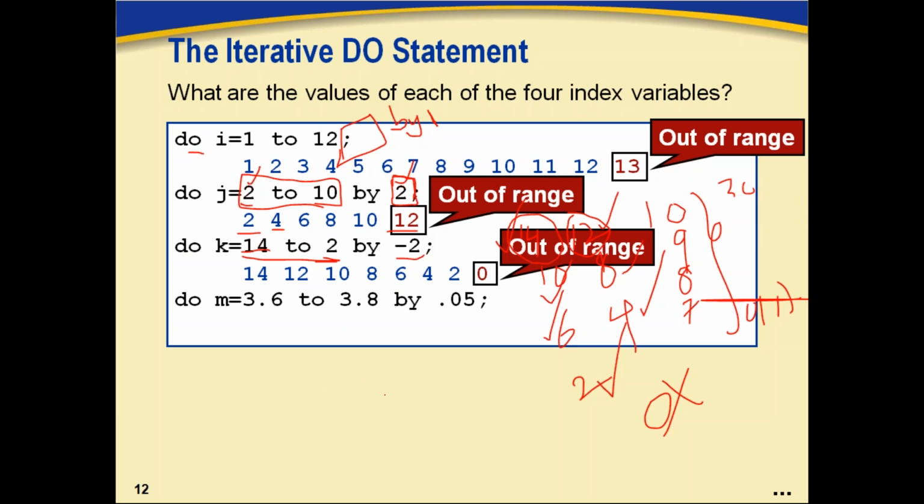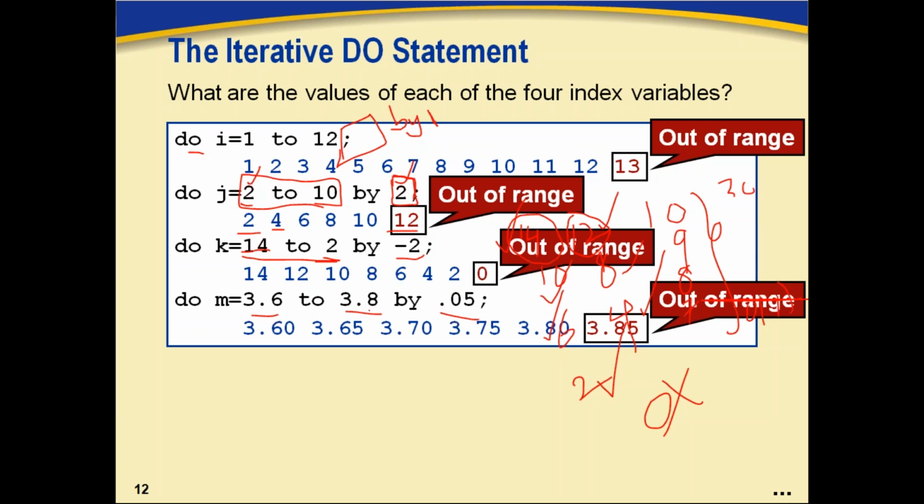Next is the last one, m equals to 3.6 to 3.8 by 0.05. Since it's a number, it will keep on adding 0.05, and when the value is 3.85, it's out of range, so it will terminate the loop.